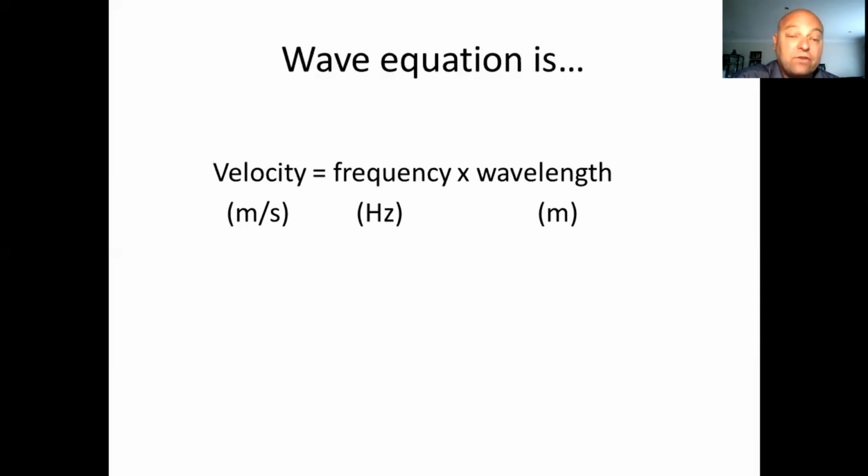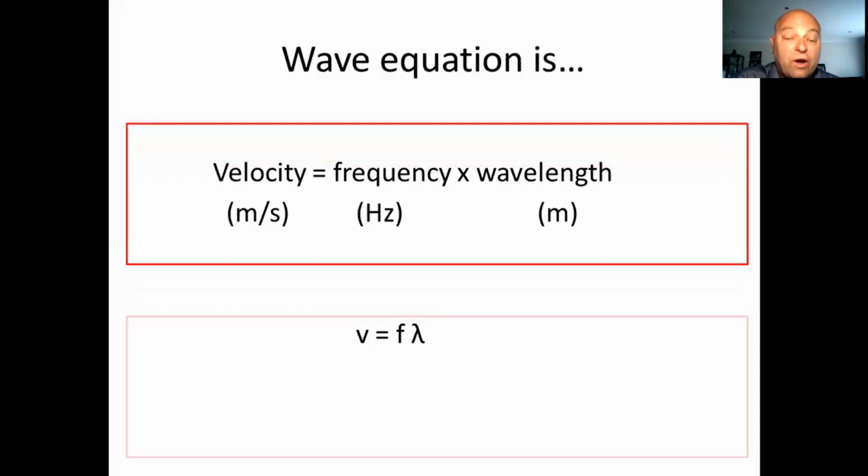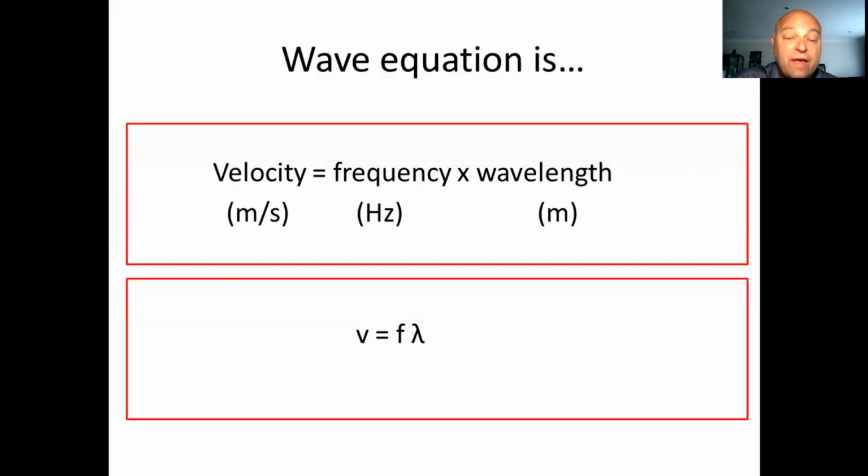Scientists don't write out velocity equals frequency times wavelength every time. We use symbols to represent them. So we use V for velocity, F for frequency, and lambda, that Greek symbol that you were introduced to last lesson, lambda for wavelength. Two key ideas to record then. The wave equation in both forms, you need to write them in your book now. Pause the video.